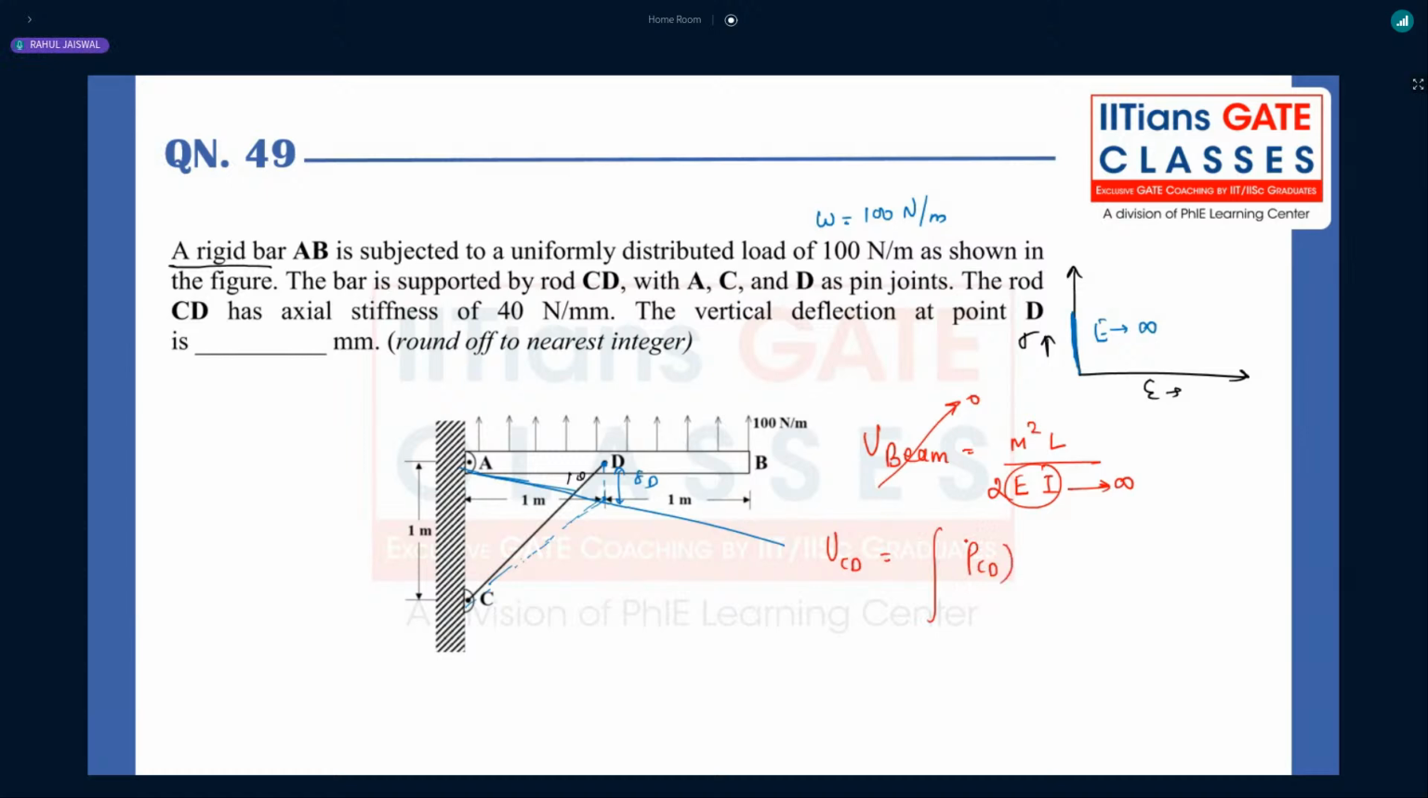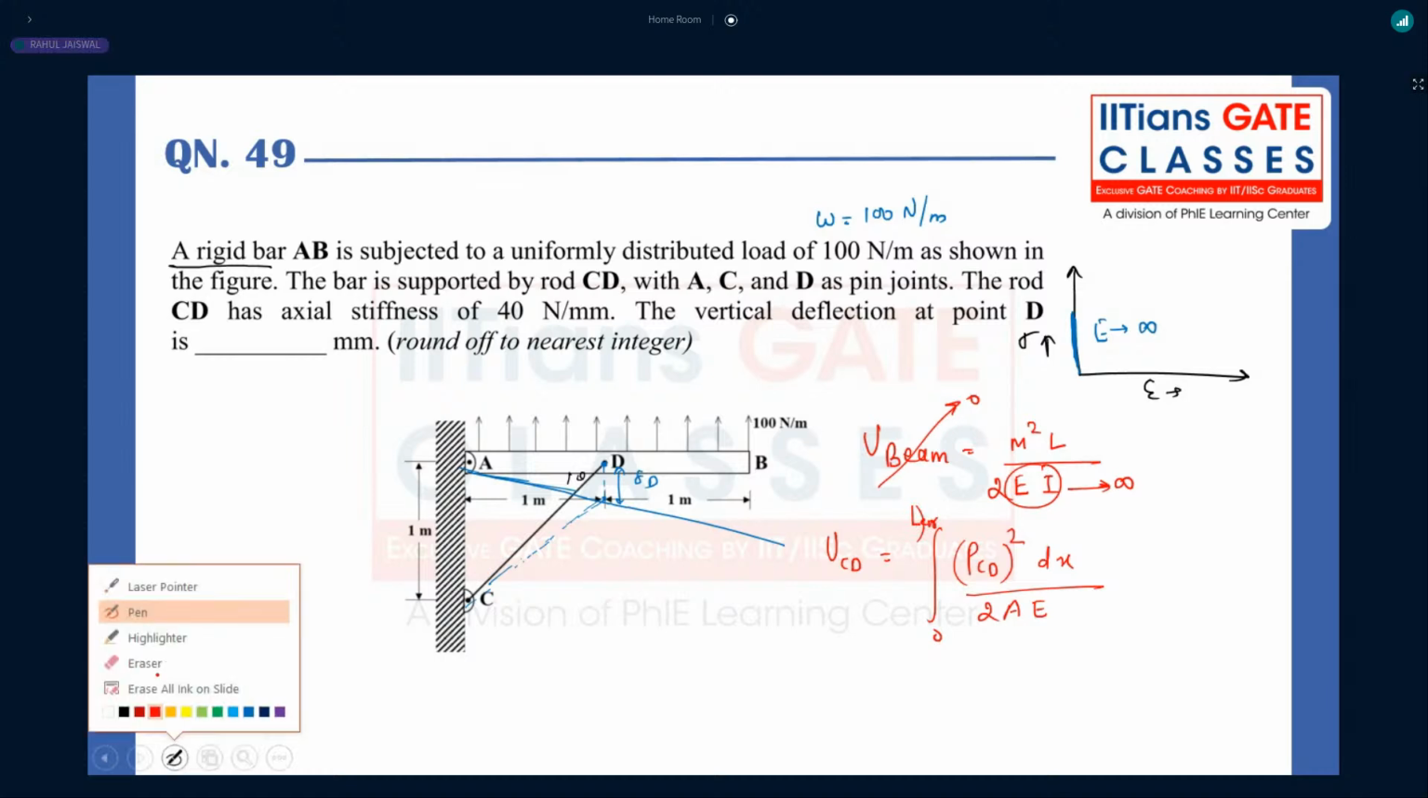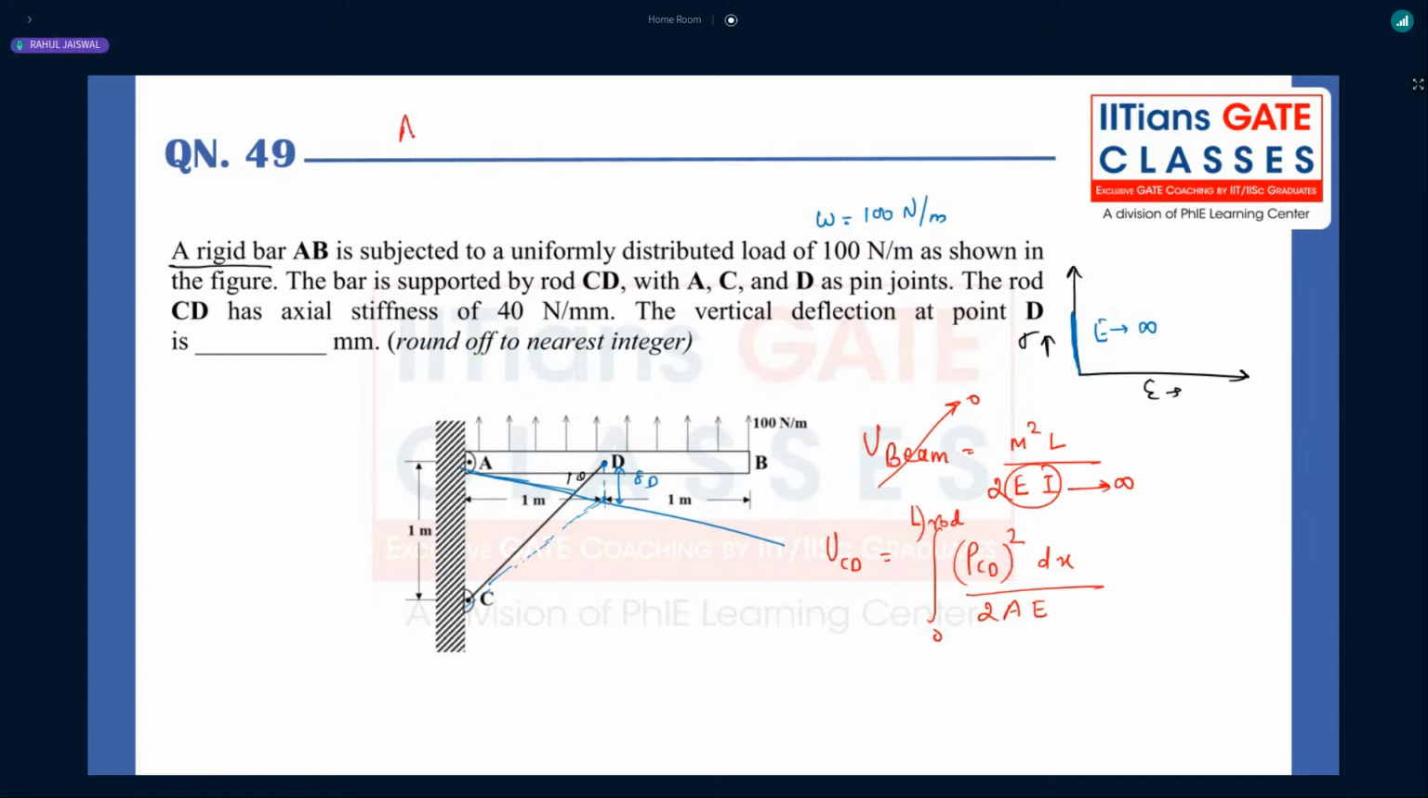What is that? Integral of P_CD square dx divided by 2AE, right? Because they mention the axial stiffness, the axial strain energy will be considered, from 0 to L, that is the length of the rod. You can consider the length of the rod as L rod. So I am here mentioning AE by L. What is the axial stiffness? You might be knowing it from vibration also, right? They have given us 40 Newton per mm.